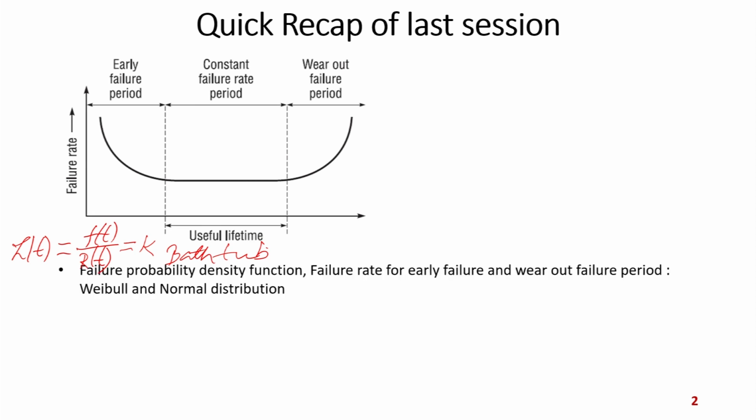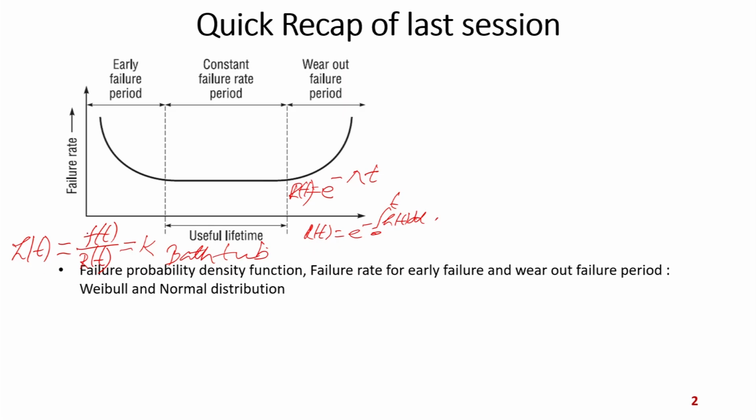So, in order to represent it mathematically, in this part we used just the exponential. If I write the probability function here, the reliability function is e to the power minus lambda t, where lambda is constant. But in these two cases, R(t) is basically e to the power minus the integration from 0 to t of h(t) dt.